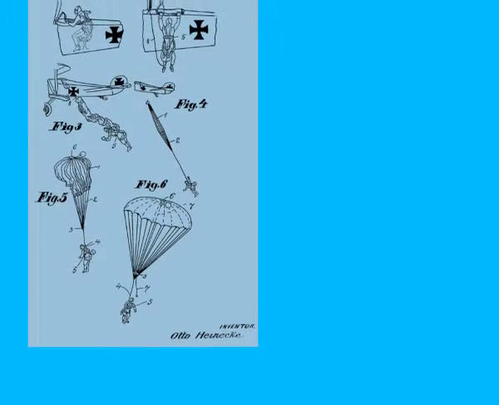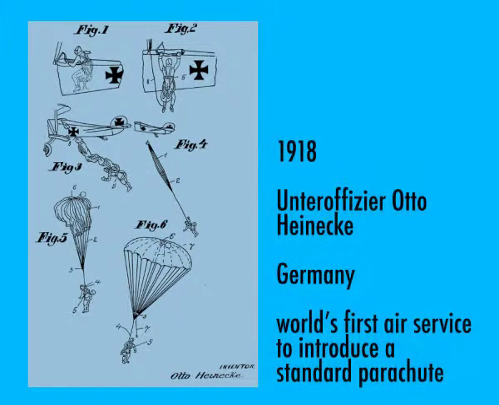In 1918, Germany was the first air service to introduce the standard parachute. It was designed by Unterhofweiser Otto Heinecke of Germany, although many people died by using his design.